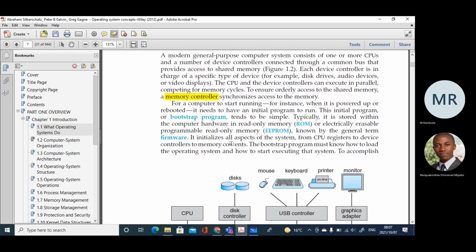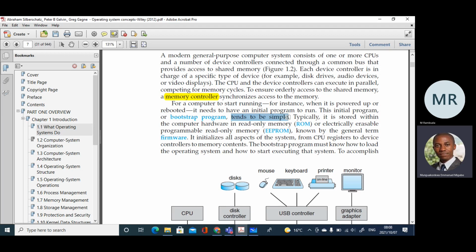For a computer to start running, for instance, when it is powered up or rebooted, it needs to have an initial program to run. So the boot up program, as you know it very well, this initial program is the bootstrap program. Okay, bootstrap program. And what is its purpose? Well, first of all, it's normally a simplistic program. Why does it have to be simple?